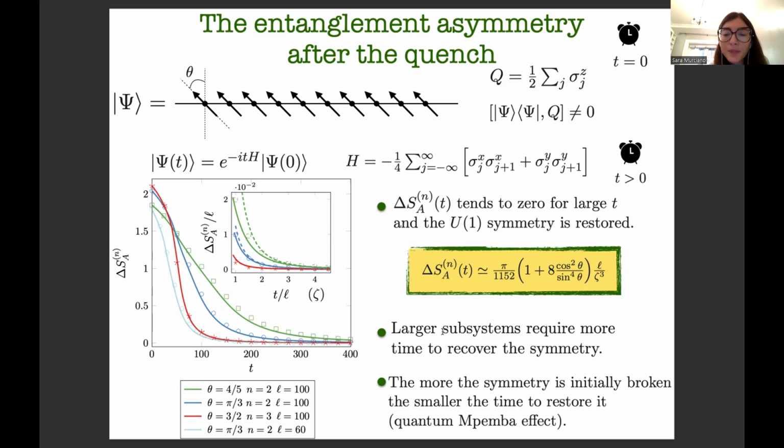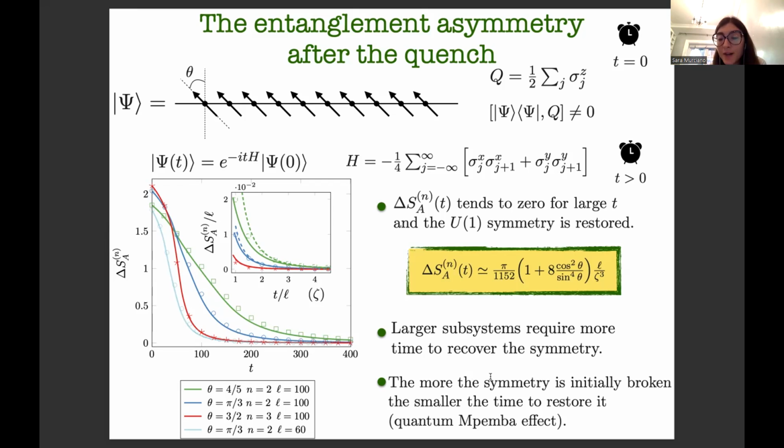Another interesting feature is that if we compare, for example, the dark and the light blue lines, which correspond to the same values of n and θ, but to different ℓ, we see that larger subsystems require more time to recover the symmetry. So it's important that the definition of the entanglement asymmetry that we have introduced starts from ρ_A and not from the full density matrix of our system.